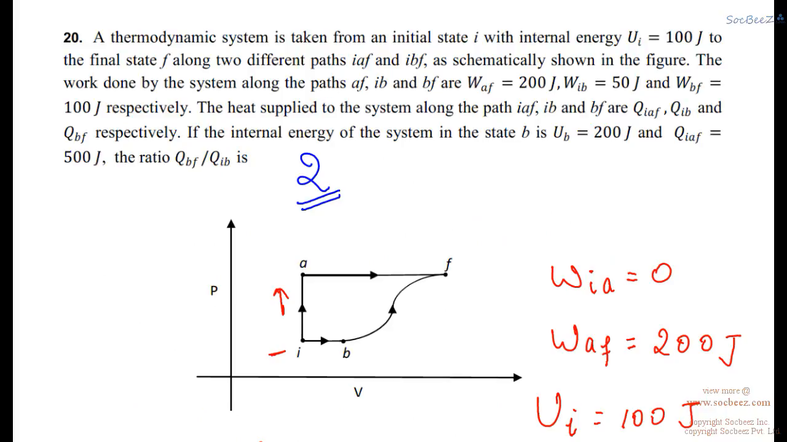So that's all of our discussion of the paper 1 physics section of JEE Advanced 2014.